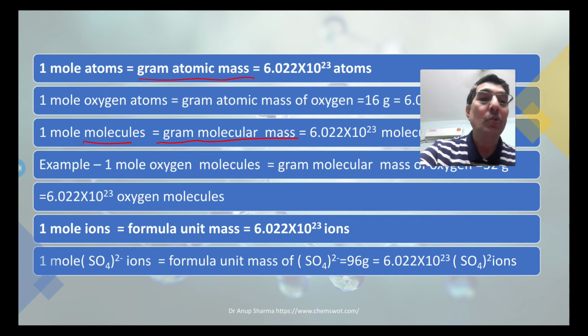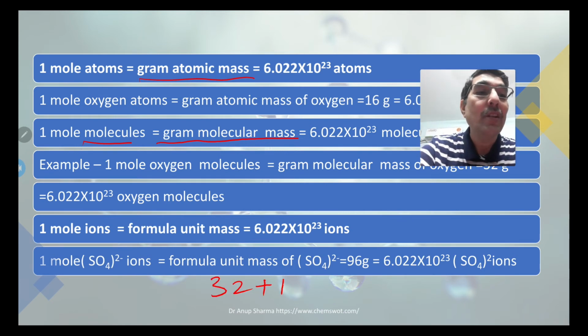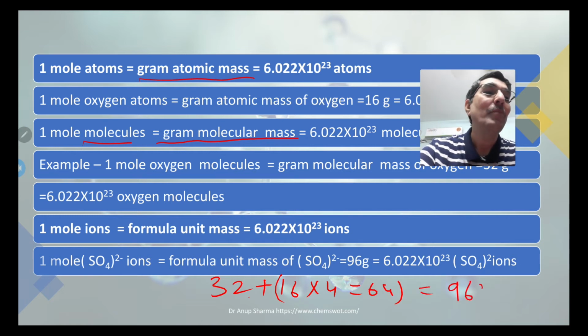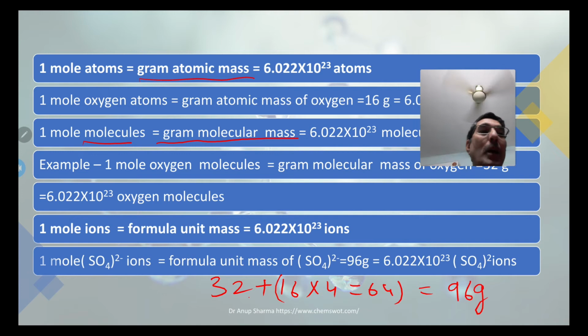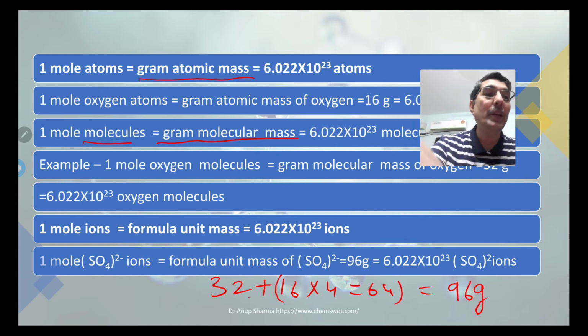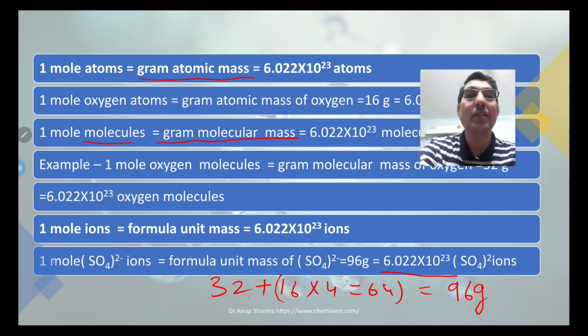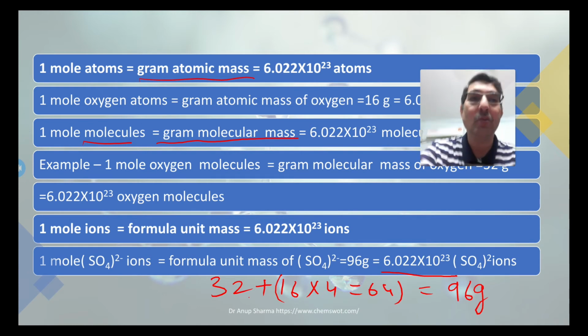sulfate ion. Sulfur is 32, oxygen is 16 times 4, which is 64, and 64 plus 32 is 96. So the formula unit mass of sulfate ion will be 96 gram. And how many sulfate ions? The same Avogadro number of sulfate ions. I hope you understand it and can make a correlation.